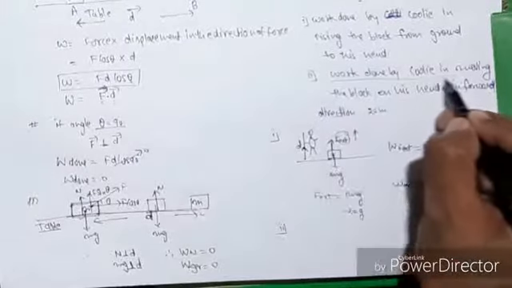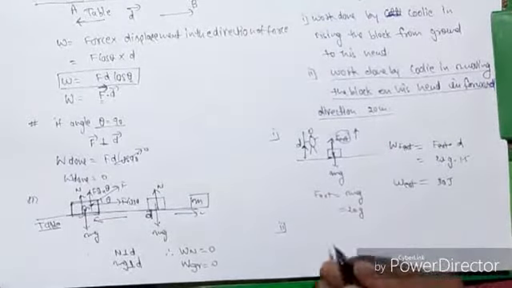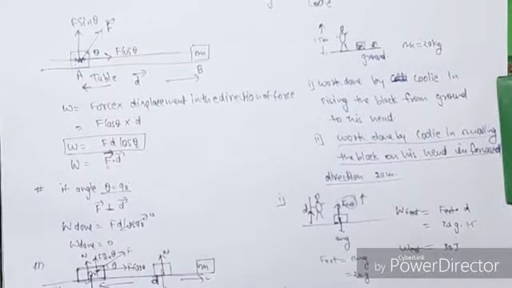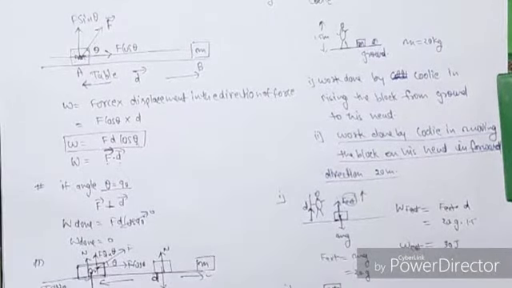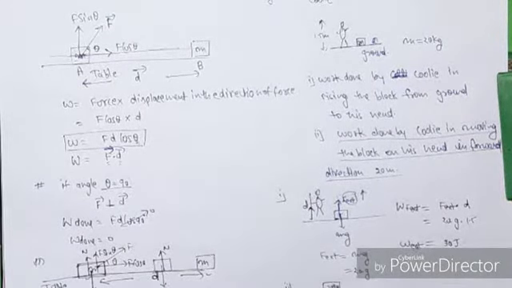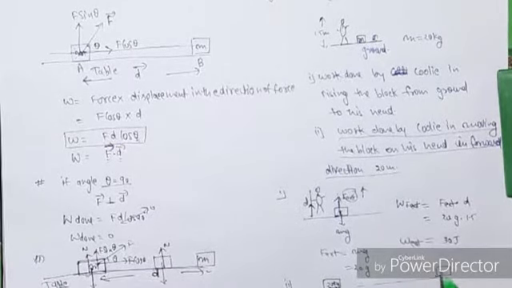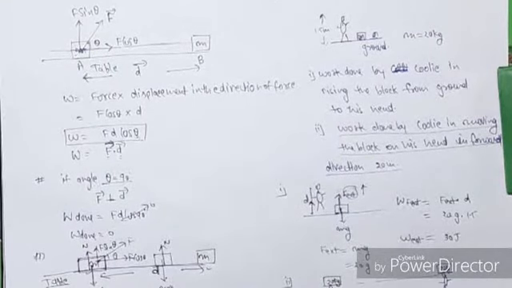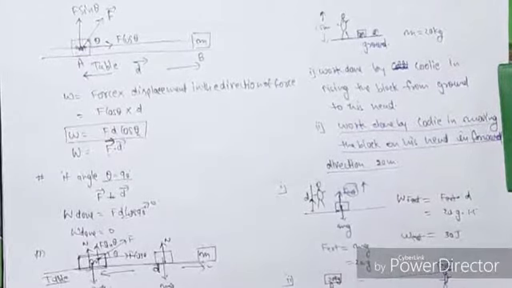Work done by the porter in moving the block on his head in the forward direction by 20 meter. Suppose this is the porter and a block of 20 kg is placed on his head and he is moving in the forward direction. So the block is also moving, placed on the head of the porter, in the forward direction. This is 20 meter, isn't it?